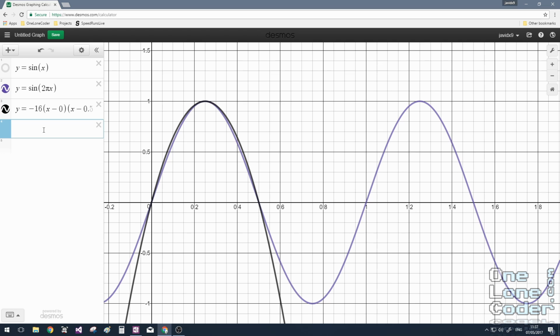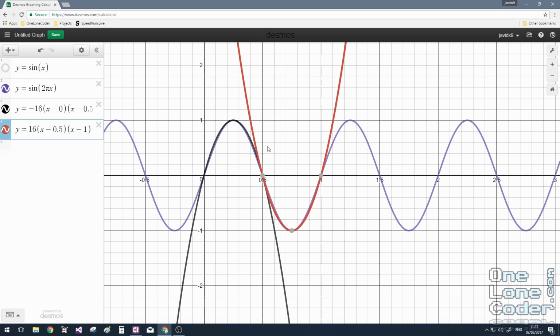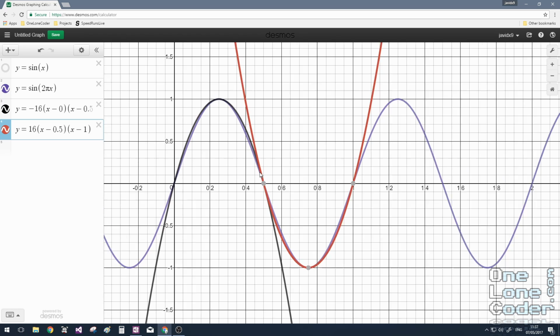Let's now look at a quadratic equation for the negative side. So we know that we've got a scaling factor already, and we know that we don't need it to be minus 16 this time. Probably 16 will do, because it's a parabola that's the right way up. But our roots have changed, so now it's 0.5 and 1. There we go. So using two parabolas, we can roughly approximate the sine wave.